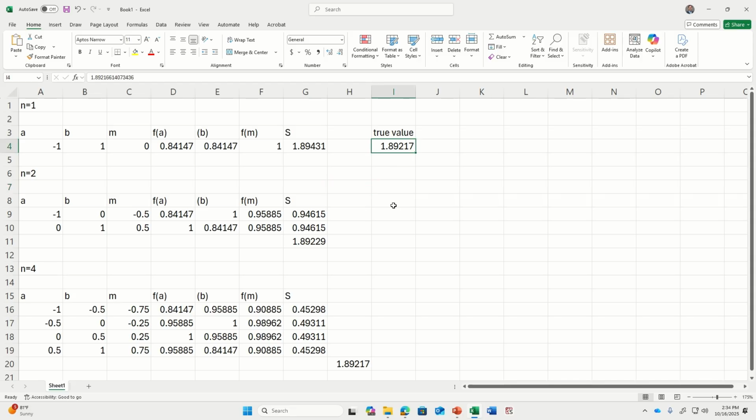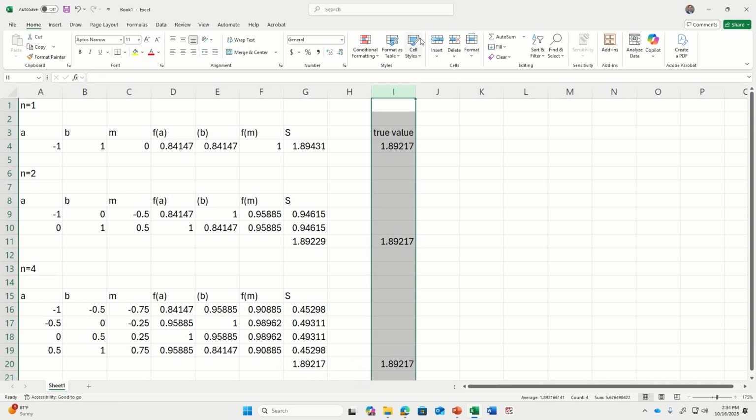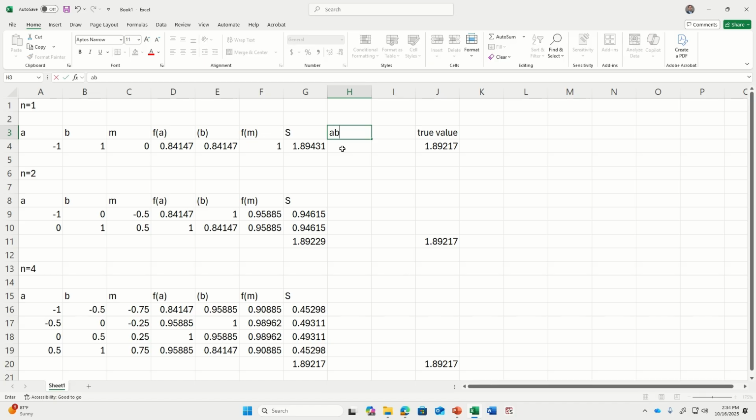So now we got the true value. We can do error stuff. And for error stuff, I'm going to calculate the absolute error, or the actual error, and then the relative error. So absolute, let's get the absolute value of the approximation minus the true value. And then we can also calculate relative, which is the error divided by the true value.